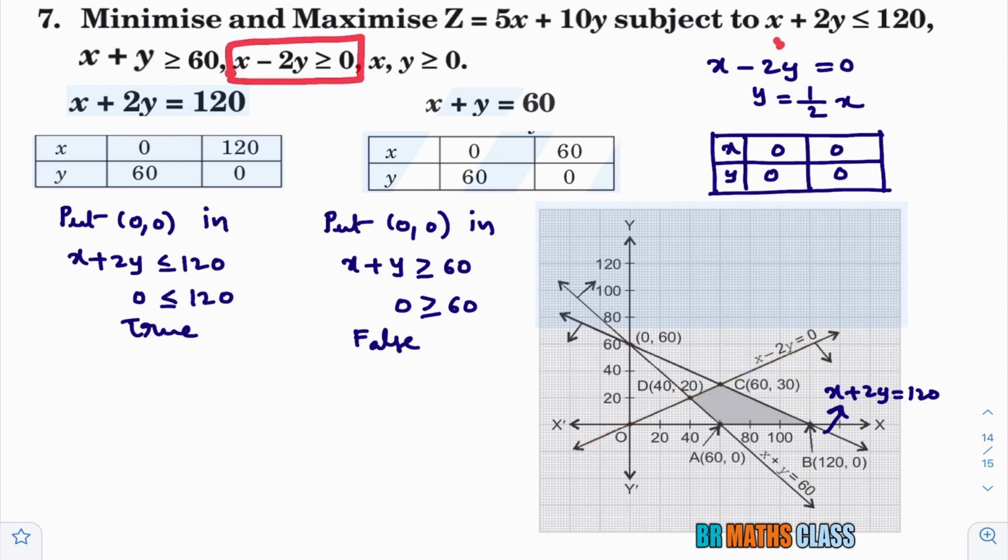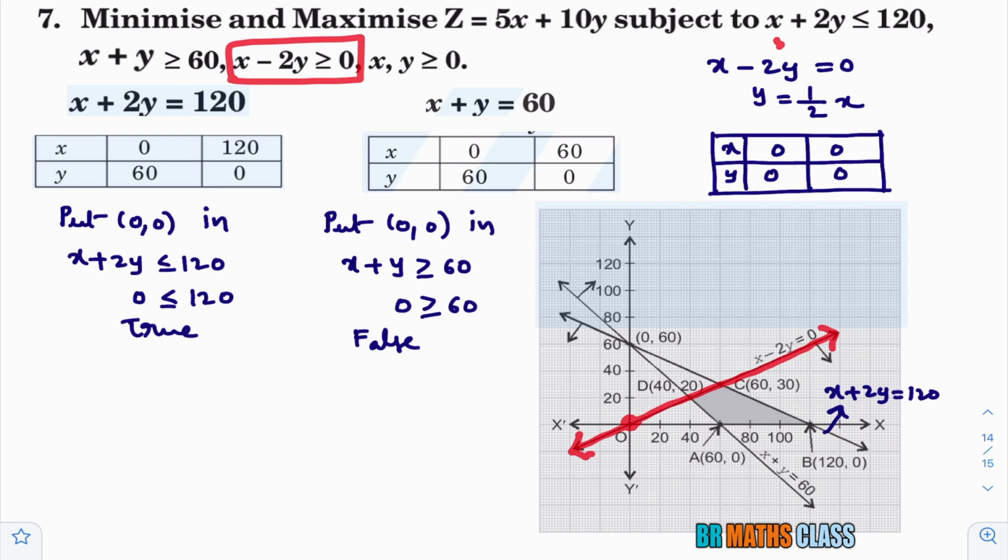x minus 2y greater than or equal to 0. It's a very simple thing. To graph this inequality, one problem is that for this line there is no origin side or non-origin side, because this line is passing through the origin. As this line is passing through the origin, we don't get an origin side and non-origin side.